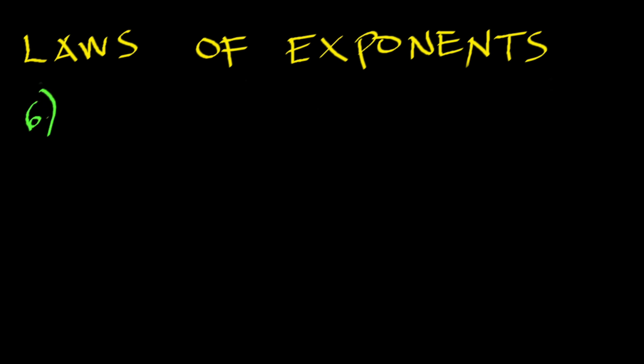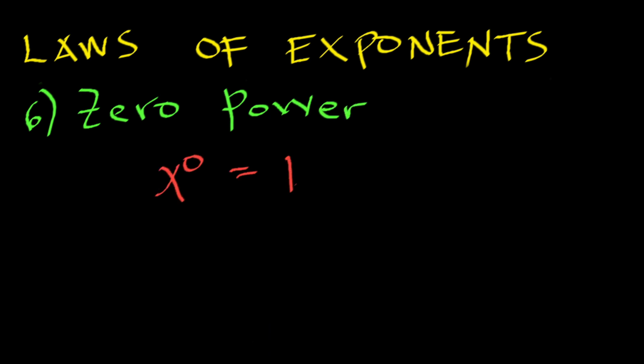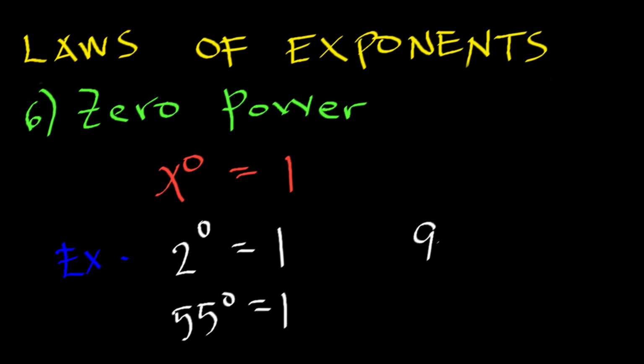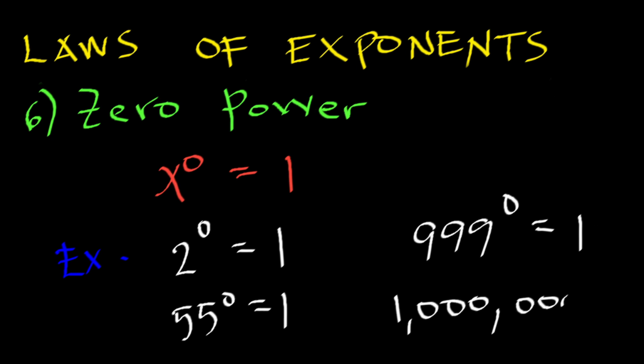Number 6 is zero power. So, tandaan natin na kapag ang variable ay ni-raise natin sa 0, 1 lang ang laging lalabas. Any variable or any constant na i-raise natin sa 0 ay 1 lang yung magiging answer. If we have 2 raised to 0, 1 lang ang magiging answer. For 55 naman, 55 raised to 0 is also equal to 1. Kapag meron tayo 999 raised to 0, magiging 1 lang yung answer. And then yung 1 million raised to 0, 1 lang din yung answer niyan.